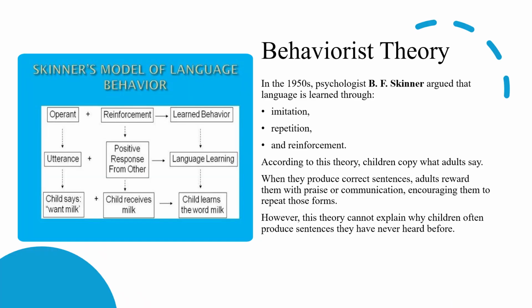The first theory is the behaviorist. In the 50s, psychologist Skinner argued that language is learned through imitation, repetition, and reinforcement. According to this theory, children copy what adults say, and when they produce the correct form, they are rewarded by praise or communication, so that they are encouraged to repeat those forms. However, there is a problem with this theory: it cannot explain why children often produce sentences they have never heard before.